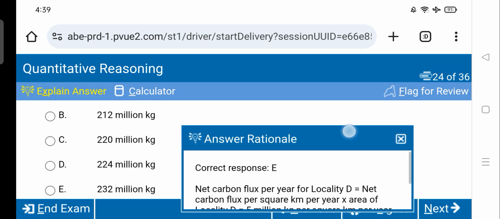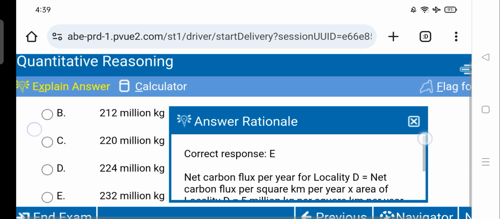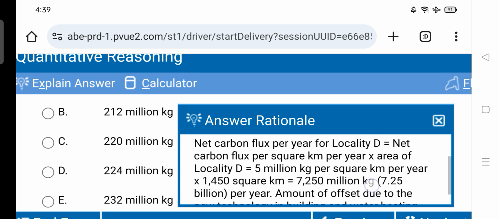So here we have the correct response is option E, as the net carbon flux per year for locality D equals net carbon flux per square kilometer per year into area of locality D equals 5 million kilogram per square kilometer per year into 1450 square kilometer. So 7250 million kilogram, which is 7.25 billion per year.